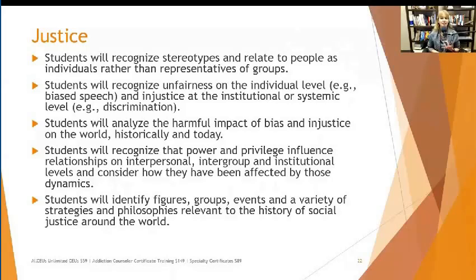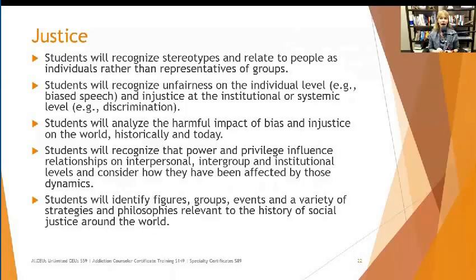Students will recognize unfairness on the individual level, such as biased speech, and injustice at the institutional or systemic level, including discrimination. So, discrimination in housing, in employment, any of those types of things. Students will analyze the harmful impact of bias and injustice on the world, historically and today. Now that's more of an academic project, but it is something that could form a group if you have a really good group going for social justice.